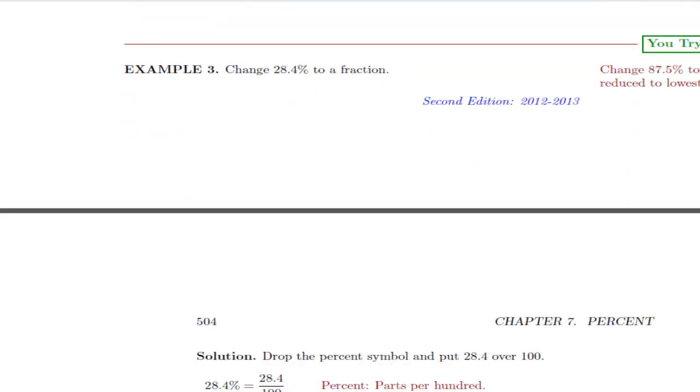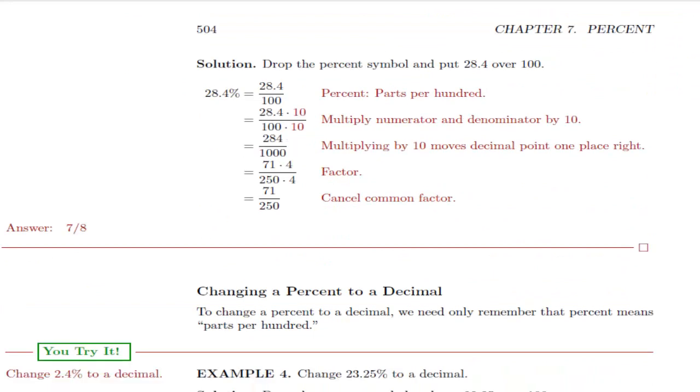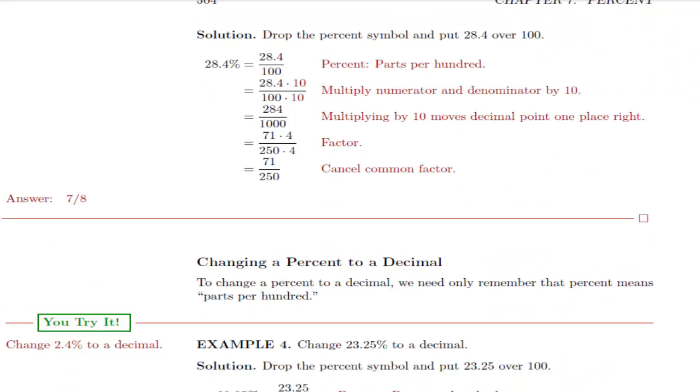Example 3. Change 28.4% to a fraction. Solution. Drop the percent symbol and put 28.4 over 100. If we multiply numerator and denominator by 10, we get 284 over 1,000. Then, if we factor 284 into 71 times 4 and 1,000 into 250 times 4, we can cancel the common factor 4, and we're left with 71 over 250.